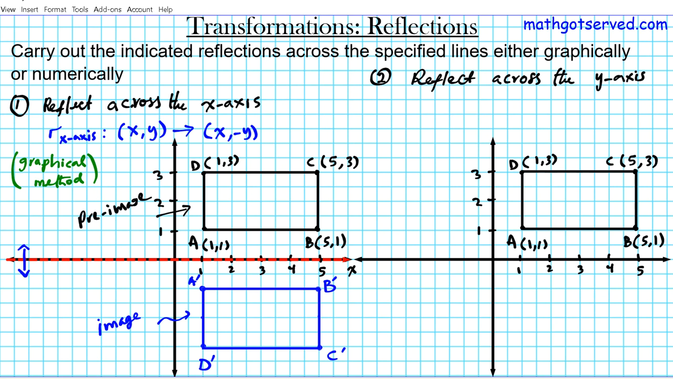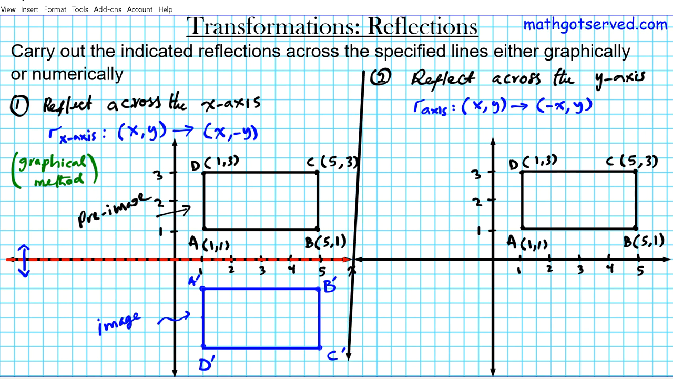Reflection across the y-axis. Let's talk about the formula real quick. What does that do to the coordinates? With the x-axis, you notice it changed the other coordinate's sign. So if you have x, y and you want to reflect across the y-axis, it's going to change the sign of the x coordinate to the opposite: negative x comma y. If you want to do this reflection numerically, this is the formula that you utilize. But recall we talked about this earlier: if you are reflecting across horizontal or vertical lines, it's much easier to just do it graphically.